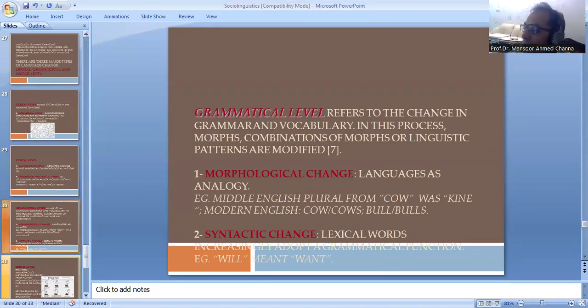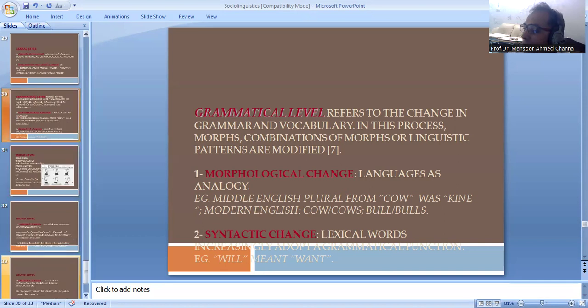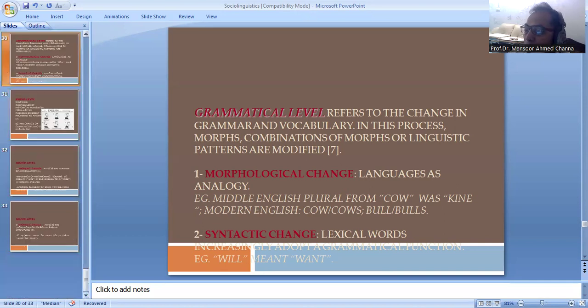Grammatical level refers to the change in grammar and vocabulary. In this process, morphs, combinations of morphs, or linguistic patterns are modified. Morphological change works by analogy. For example, the Middle English plural of cow was kine, while in Modern English it is cows. Bull, bulls.